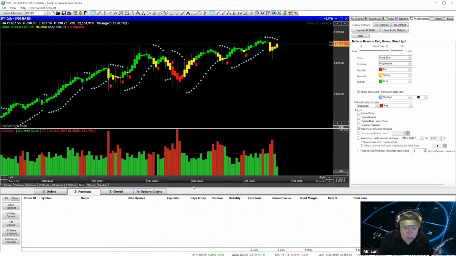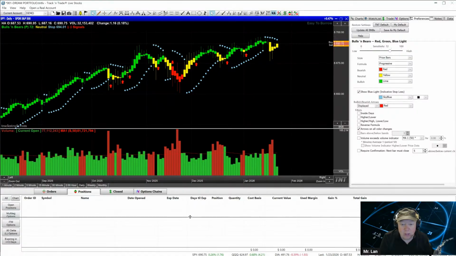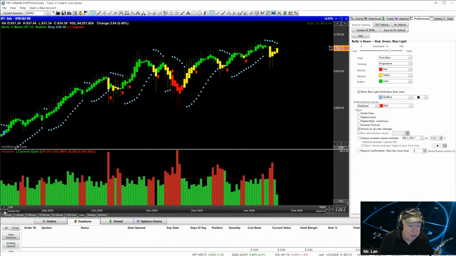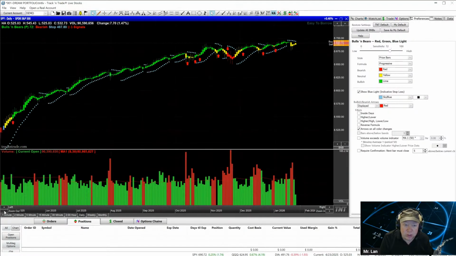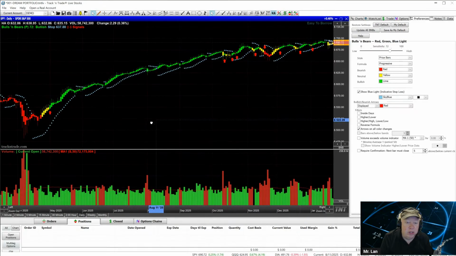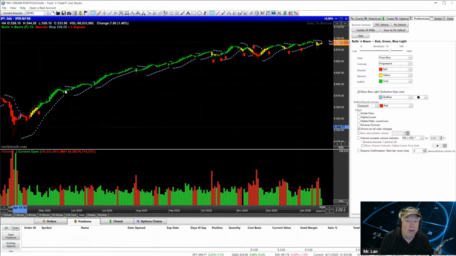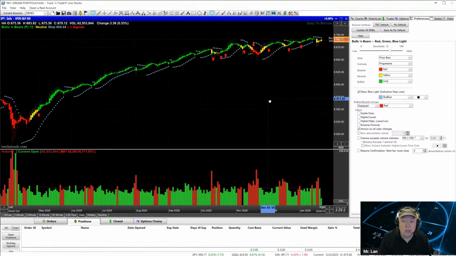Now we're not going to focus on it too much in this class, because we're going to focus on it more in an upcoming class. But you can see, and I'm going to show you another tool that we can use if you don't have the Bulls and Bears. If you're using that free tool that we showed you in class called FinViz, it doesn't have Bulls and Bears. Most other tools don't have Bulls and Bears. This is proprietary just to Track and Trade.